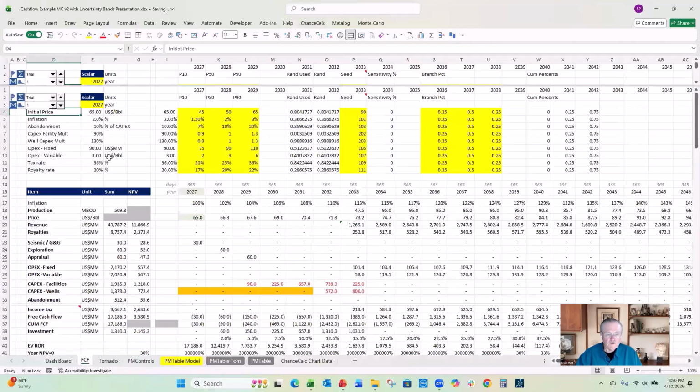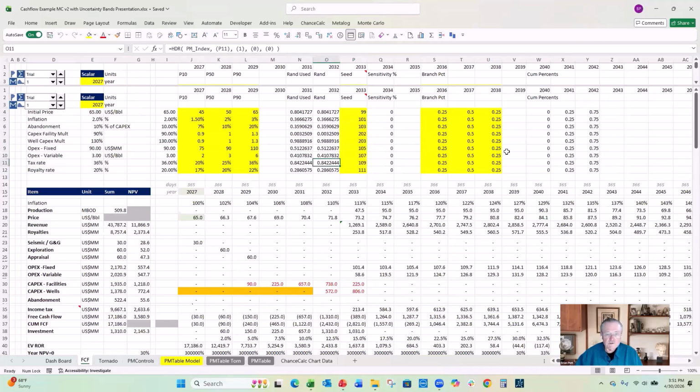Okay, here's the model. This came to me. All the yellow cells here are inputs. In other words, they're hard-coded numbers. Now, I may have put in these, but that's by definition. These are the P10, P50, P90s that were being used in the tree, and these were the inputs for those P10, P50, P90s. And these are the seeds that I talked about earlier, right?